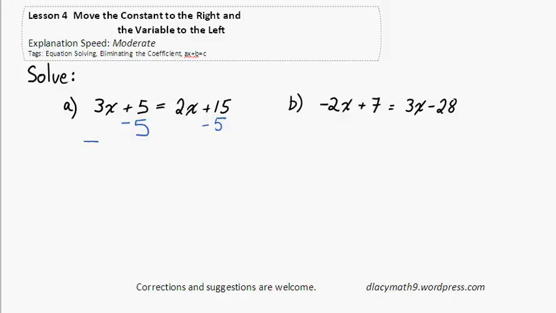If I do that, I can make this into a 0 here, and it will be gone. And so what I get is 3x plus 0, which I don't write, is equal to 2x. Now, plus 15 and negative 5, or 15 minus 5, is positive 10. We still have an equation, but it's simpler than the first one.